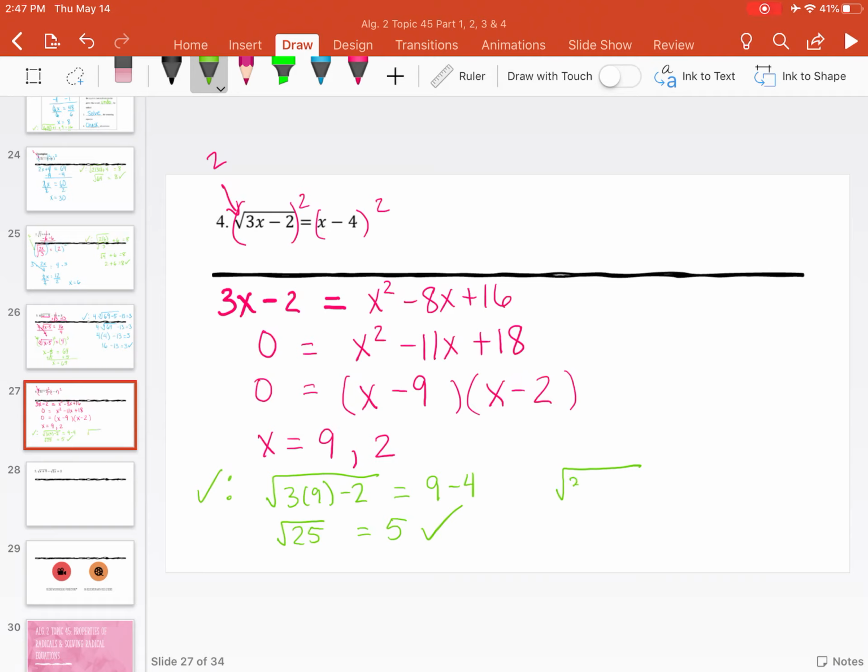The square root of 3 times 2 minus 2 should equal 2 minus 4. 3 times 2 is 6. Subtract 2 is 4. So we have the square root of 4 equals 2 minus 4, which is negative 2. Now here is where we have an error. Because this is a principal root, for this even root, the answer has to be positive. It cannot be negative.